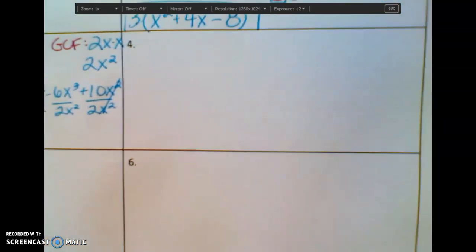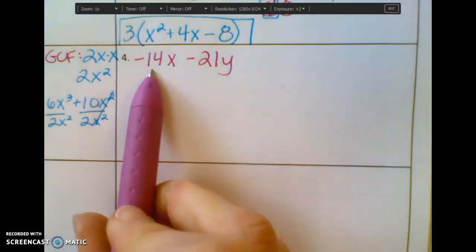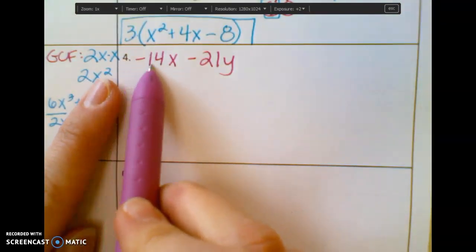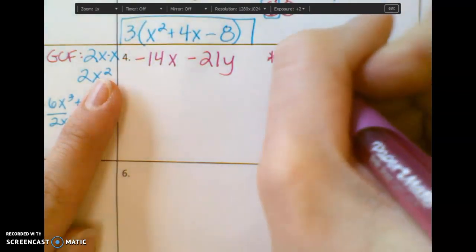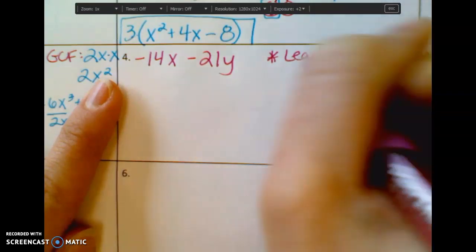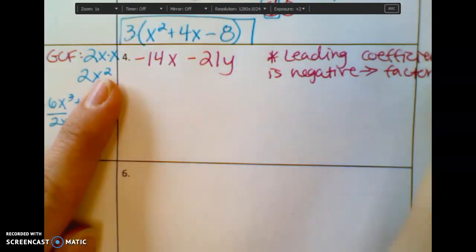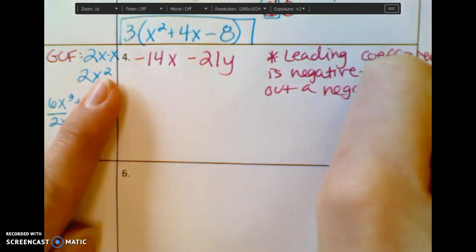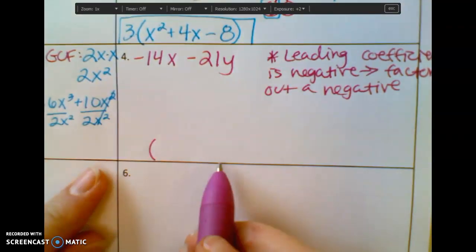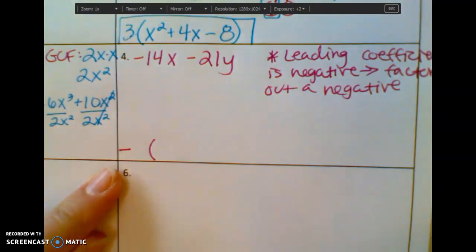Number 4. We have negative 14x minus 21y. What is different about this one than the other ones? Well, one thing that's different is that our leading coefficient is negative. So let's write a little note here. When the leading coefficient is negative, we have to factor out a negative every single time. There's my leading coefficient, it is negative. So I know when I come down here for my answer, I know my GCF has got to be negative. I have to factor out the negative from both of them.